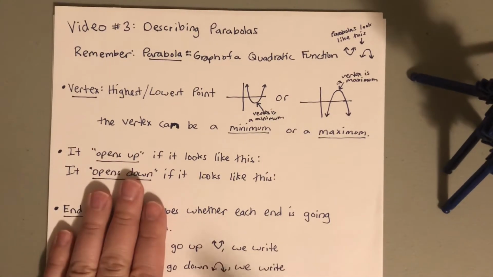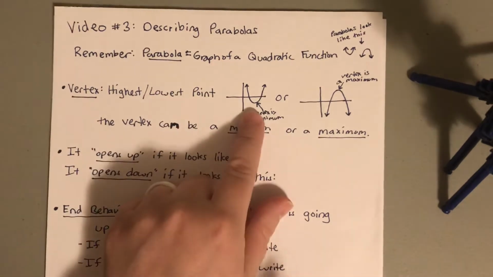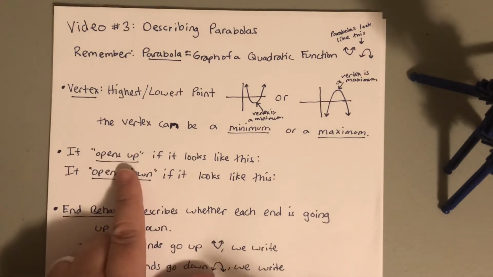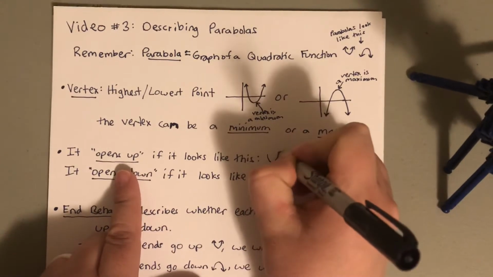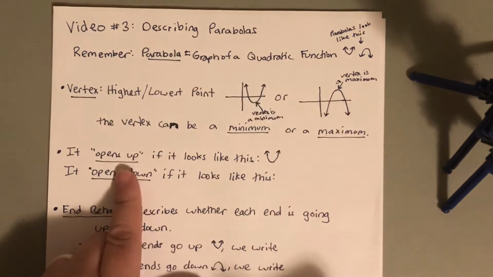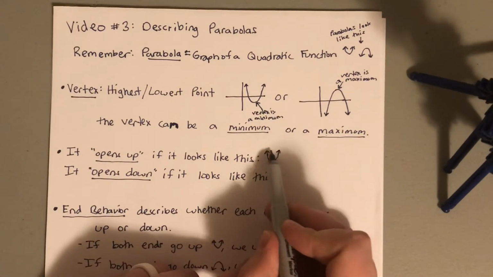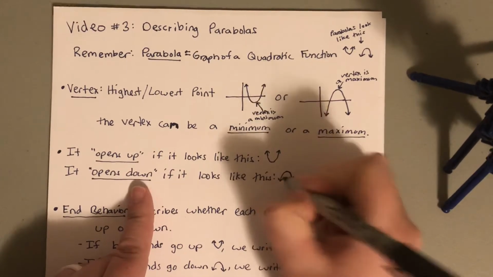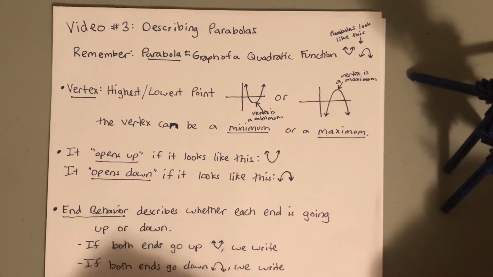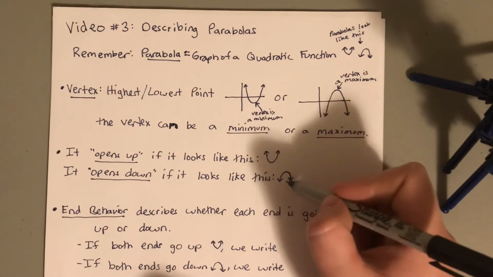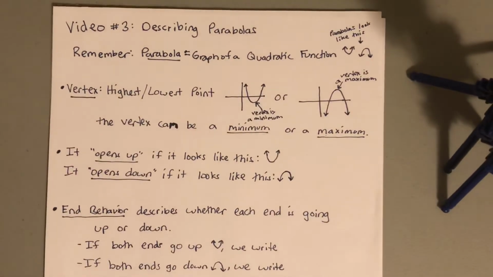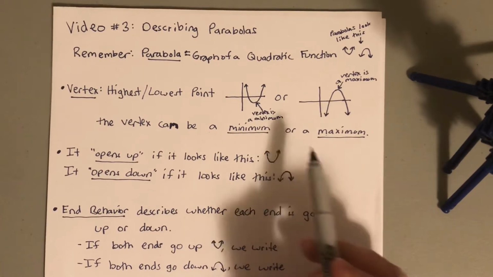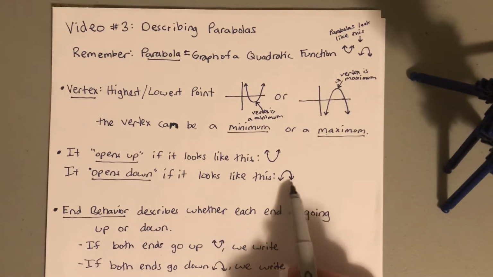Now, we can also describe these shapes. We keep talking about a normal U or an upside down U, but there's actually a better way to say that. If it looks like this, we say that it opens up because the opening is at the top. If it looks like this, we say that parabola opens down because the opening is at the bottom. Now we can also describe what the ends are doing. If it looks like this, they both are going up. If it looks like this, both of the ends are going down.